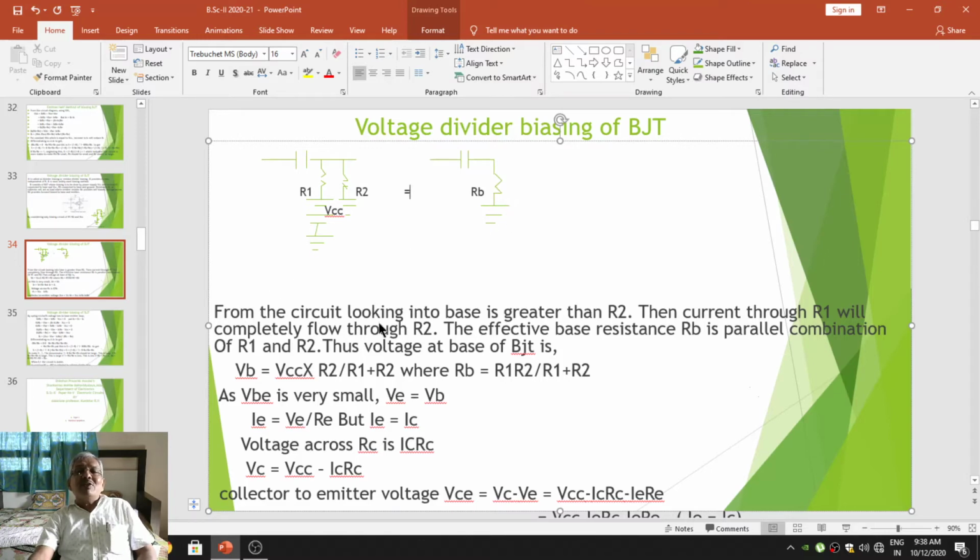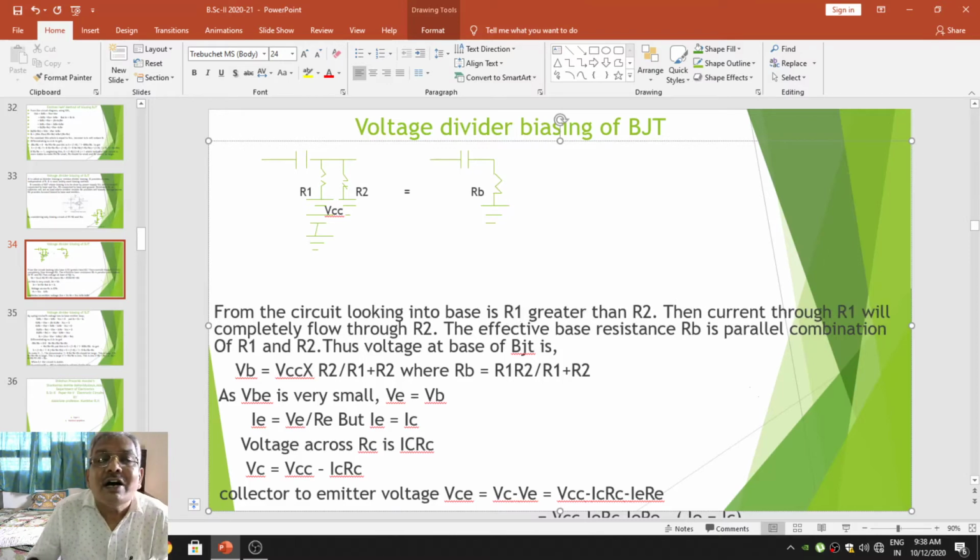Thus we can say from this circuitry, looking into the base, the resistance RB is less than R2 when R1 is greater than R2. Then the current through R1 will completely flow through R2. The effective base resistance RB is a parallel combination of R1 and R2. Look at here, as it is represented.